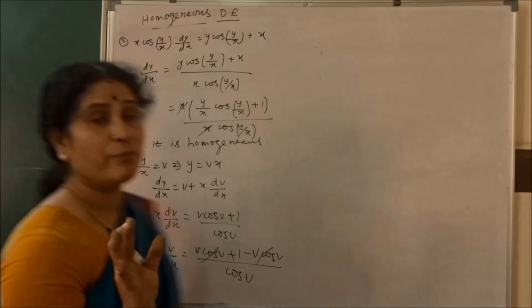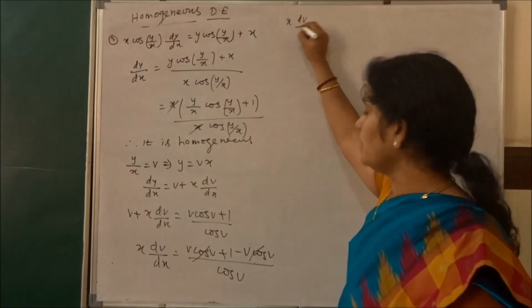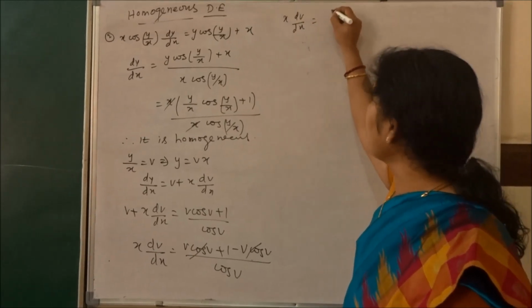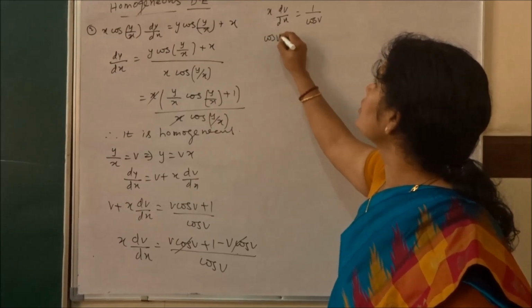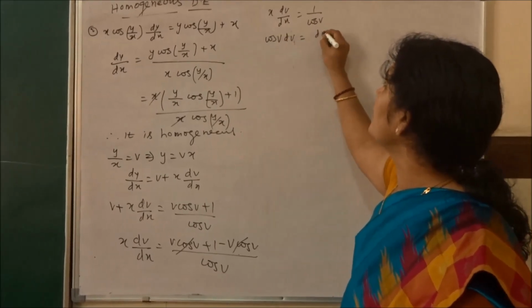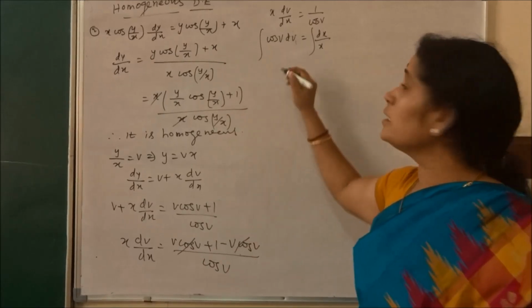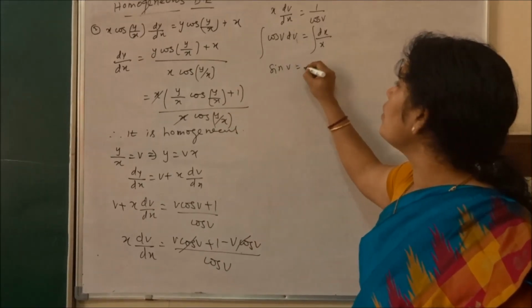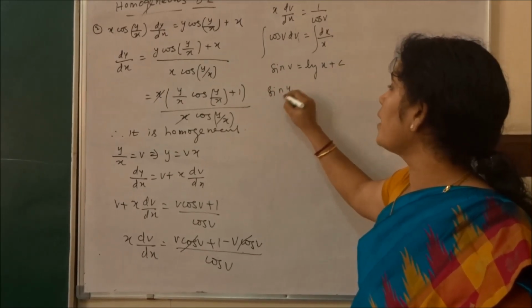Sometimes a very easy integration part will come. Now finally we are getting x into dv by dx is equal to 1 upon cos v. If I do variable separable, that is cos v into dv equal to dx upon x. Take integration on both sides. Integration of cos v is sin v, that is equal to log x plus c, and replace v with y by x.